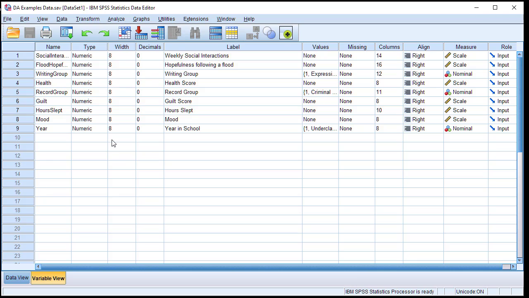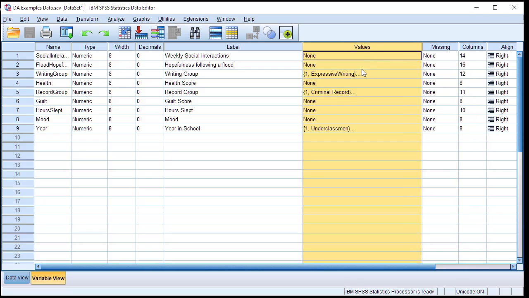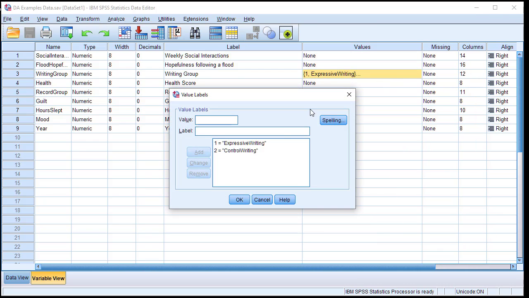Now we need two groups for an independent samples t-test, so the variables that we're going to use are writing group and health. In this example, we are looking at two groups of people. One group engages in an expressive writing exercise, and the other group engages in a control exercise. So one group is going to do some expressive writing, and the other group is just going to write about everyday things in life. And we are going to see if there is a significant difference in the overall health rating for those individuals based on whether or not they engage in expressive writing or a control group.